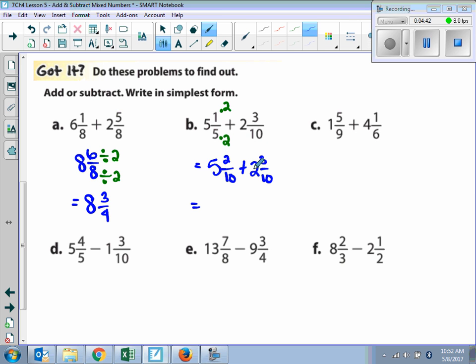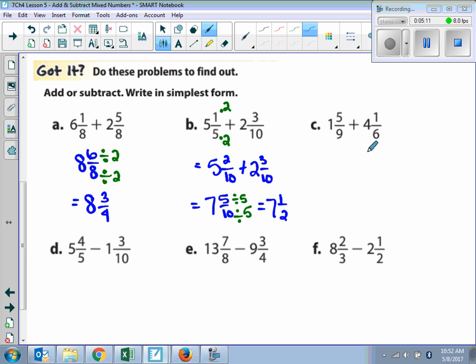Now we can add the whole number parts: 5 plus 2 is 7. And then 2/10 plus 3/10 is 5/10. Here we can simplify by dividing by 5. We'll divide by 5 in the numerator and the denominator. What are we going to end up with? Perfect, 7 and 1/2.